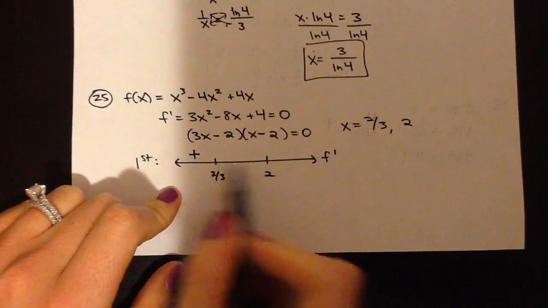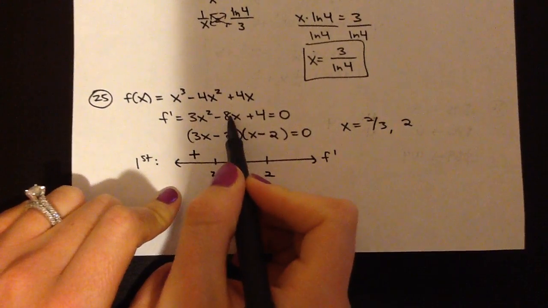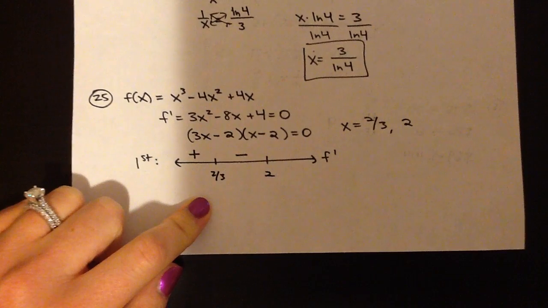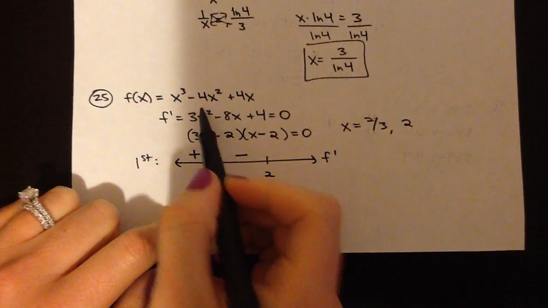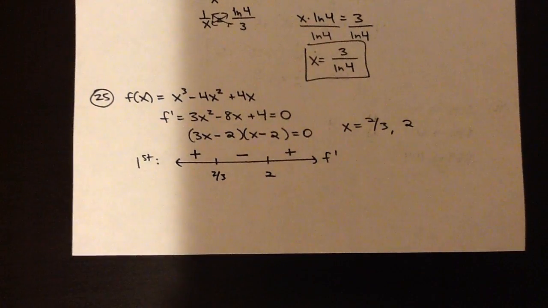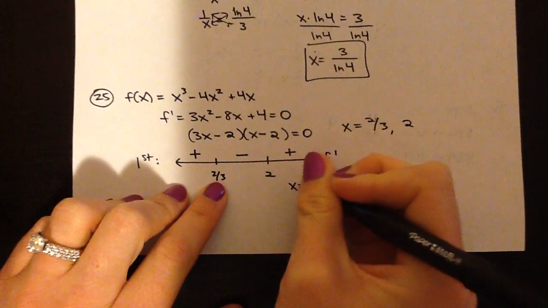Then I could plug in 1 right here. So if I plug in 1, I get 3 minus 8 plus 4. That comes out negative. And then if I plug in something bigger than 2, I could plug in like 10 just to make it extra obvious. Then I have 300 minus 80 plus 4. That is definitely positive. So the first derivative test tells me that 2/3 is a max.